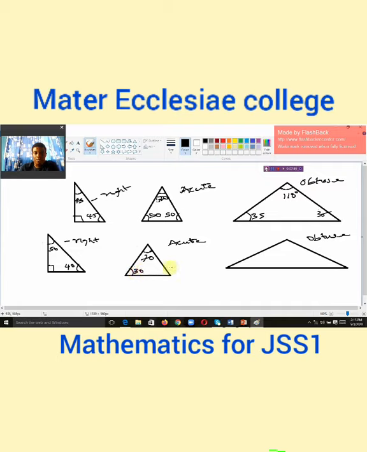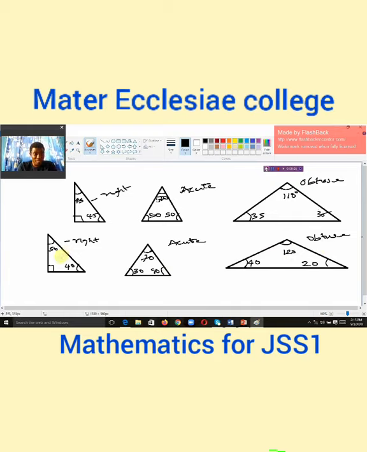30, 80, 120, 40, 20. So these triangles are scalene triangles. Can you see that all the interior angles are unequal? They are not equal. At least for the right angle triangle, the interior angles are not equal. Acute, the interior angles are not equal. 70, 30, 80. Obtuse, 120, 40, 20.